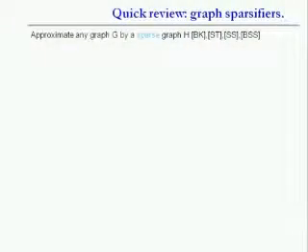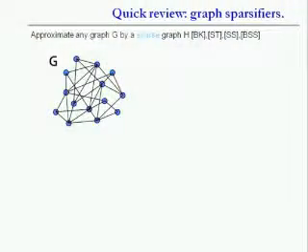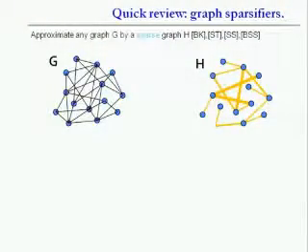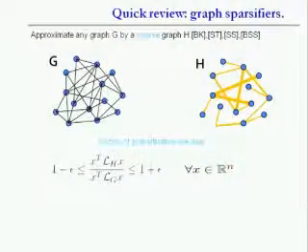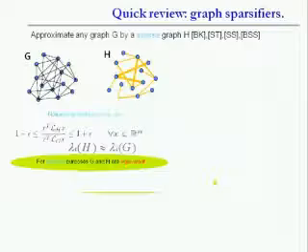So a quick review for whoever doesn't know what a graph sparsifier is, just one slide review. We are asked to approximate any graph G by a sparse graph H. So we have our graph G, and we want a sparser graph H with weights on edges that somehow approximates G. And the notion of approximation we use is basically that these two quadratic forms are very close to each other, or that basically the eigenvalues are the same. The whole spectrum is the same.